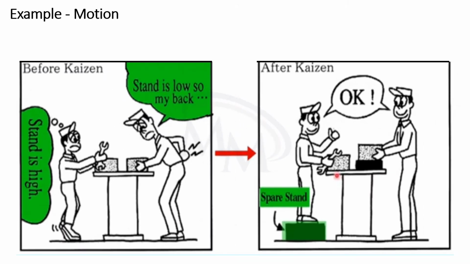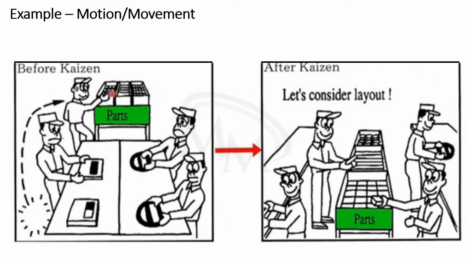Here you can find an example of motion waste eliminated after implementing Kaizen. Here you can find an example of unnecessary movement due to poor layout planning eliminated after implementing Kaizen.